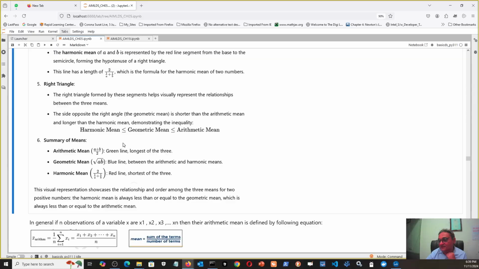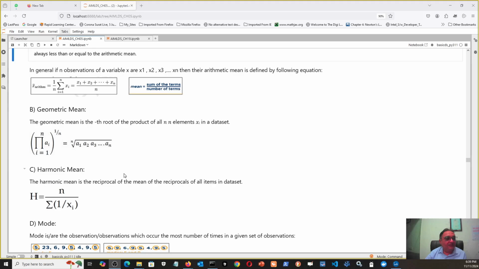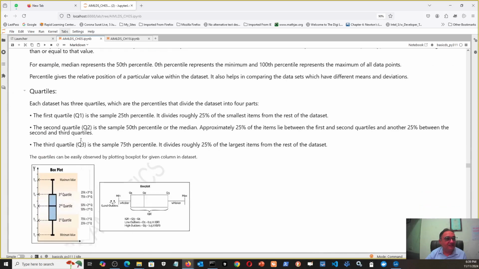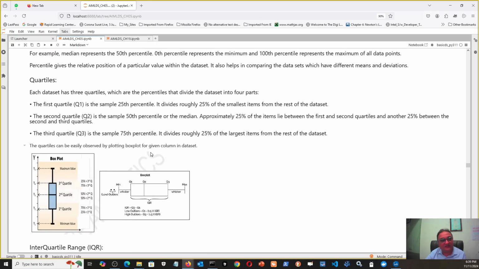I am keeping this as just a small lecture because I want to keep the next part separate, that is variation, measures of variation. That is a separate portion, so I want to keep it separate. So we stop here. It is just around a 5 minute lecture.